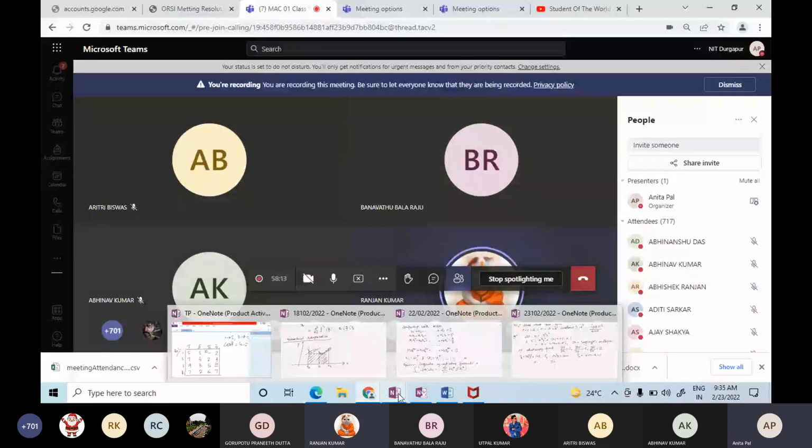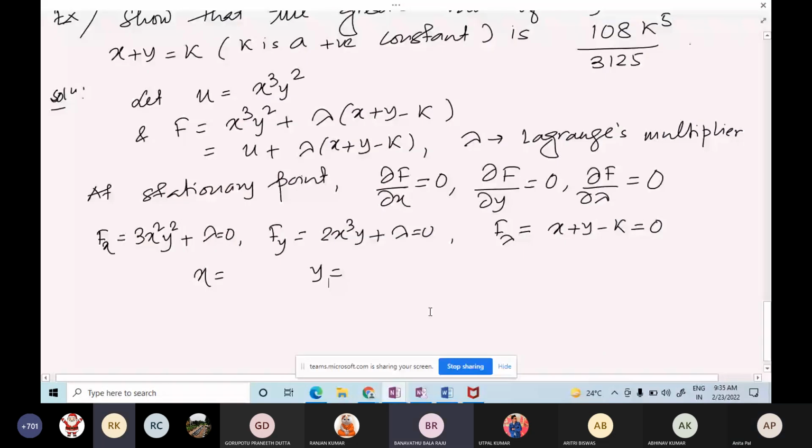Okay, what did you get? x equals 3k by 5, y equals 2k by 5. Yes, ma'am. Correct. After solving x cube y square, it is done. Stop now.